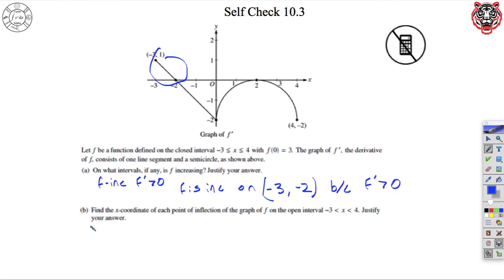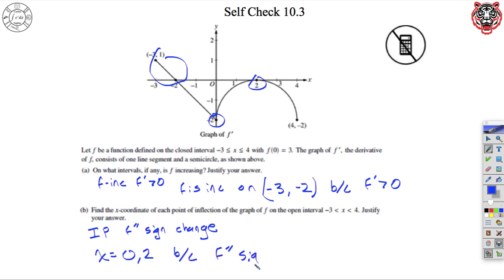On to letter B. Inflection point. The definition of an inflection point is where f double prime changes sign. That means we're looking for the slope sign change. Slope is negative to positive, so it changes there. Slope is positive to negative, changes there. So at x equals 0 and 2, not -2, and it's because f double prime changes sign. IP is at, I guess I should put that in there.